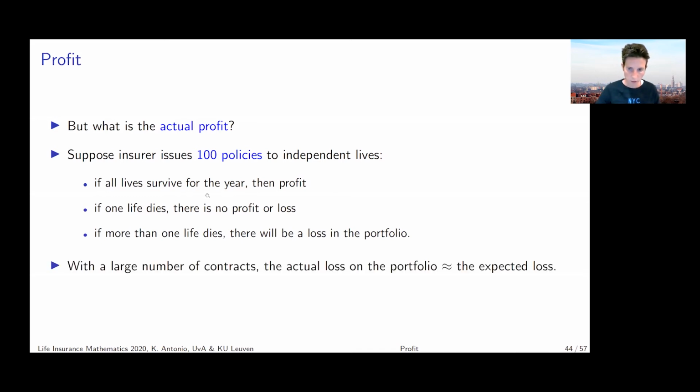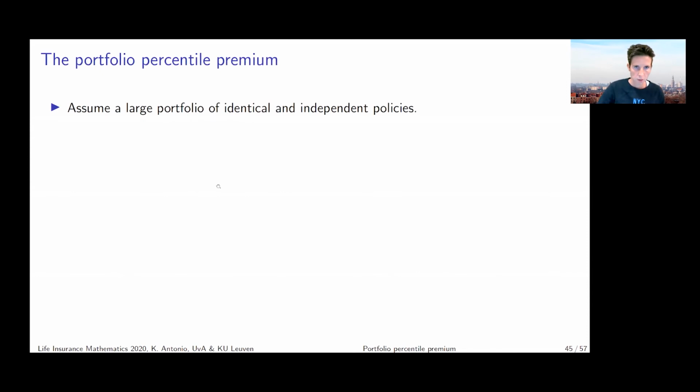So with a large number of contracts, we will see later on that the actual loss on the portfolio is, more or less, close to the expected loss on the portfolio. And that's the kind of reasoning we want to build up now in order to determine a certain premium level as a function of the level of profit that we want to impose on this portfolio of contracts. So that's what we're going to do when we're talking about the portfolio percentile premium.